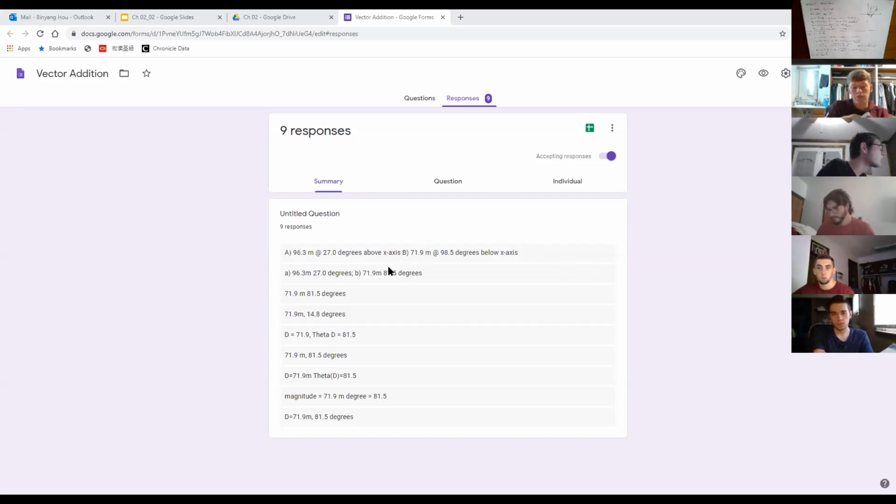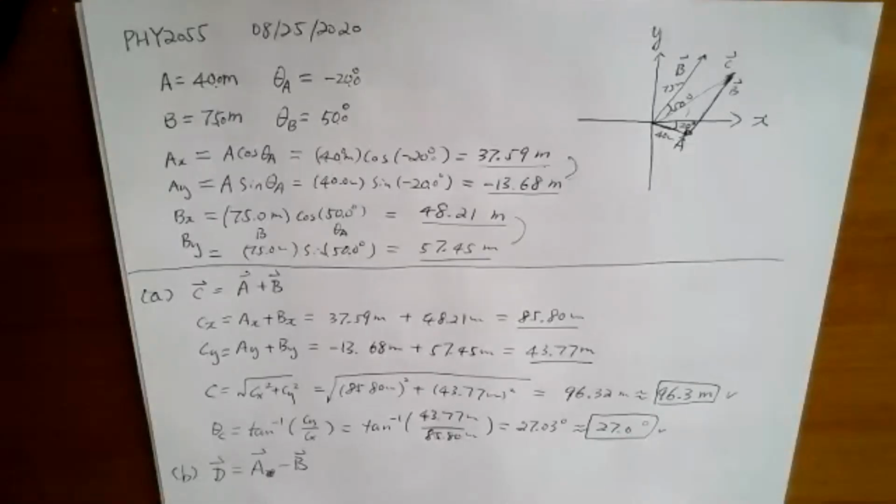So it looks like you all agree with the magnitude, 71.9, okay? That's also what I get, so 71.9 meters. So that's the magnitude. And then on the directional angle, many of you guys said 81.5 degrees, and then a couple different responses, okay? So let's look at the directional angle, or let's start with the components, okay? I'm going to stop sharing my screen here so you guys can see my work on the paper.